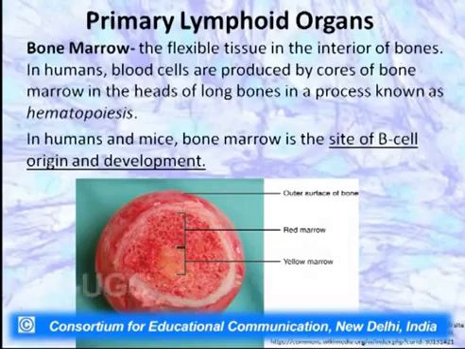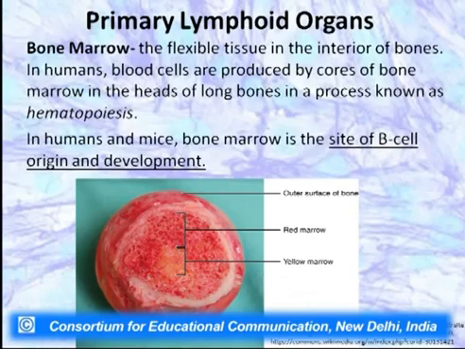Now, let us go back to the primary lymphoid organ. The bone marrow is the primary lymphoid organ. It is the flexible tissue in the interior of bones. In humans, blood cells are produced by the core of the bone marrow in the head of the long bones in a process called hematopoiesis.